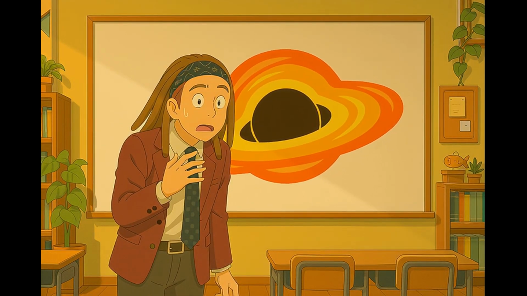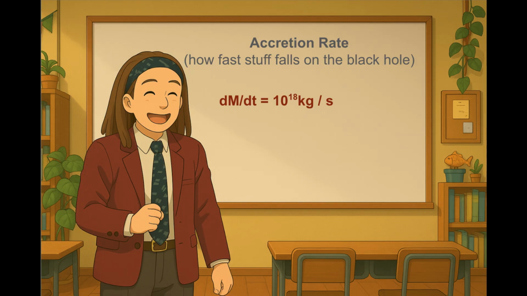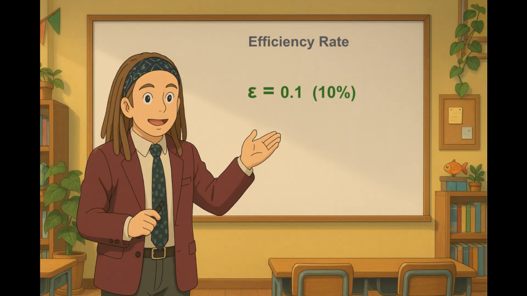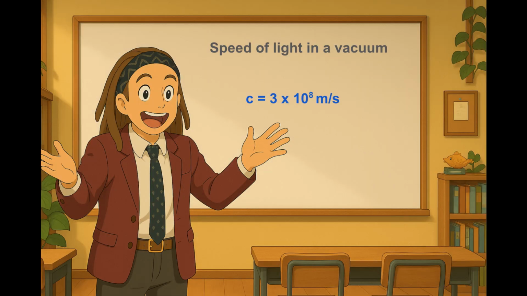Now, let's identify our key variables and constants. The accretion rate, denoted as dm/dt, which is the mass flowing into the black hole per unit time. Its value is given as 10^18 kilograms per second. The efficiency of energy conversion, epsilon. This tells us what fraction of the rest mass energy is actually radiated away. It's given as 10%, which we write as 0.10. And finally, the universal constant, the speed of light in a vacuum, c. Its approximate value is 3 × 10^8 meters per second.